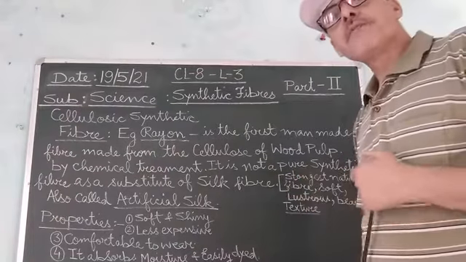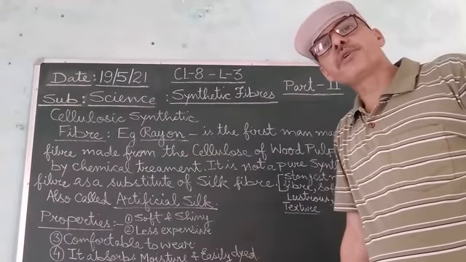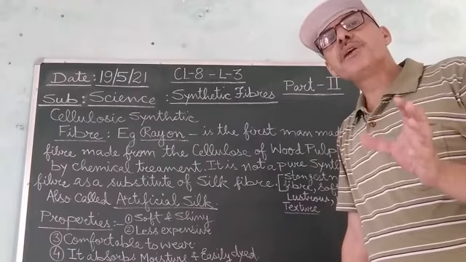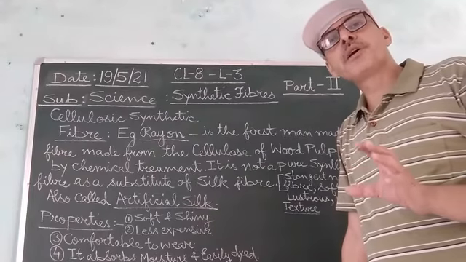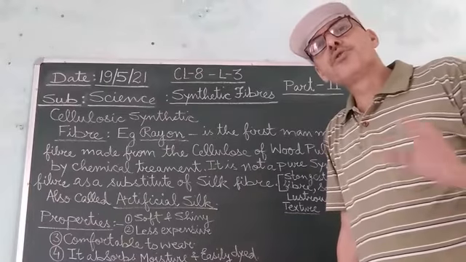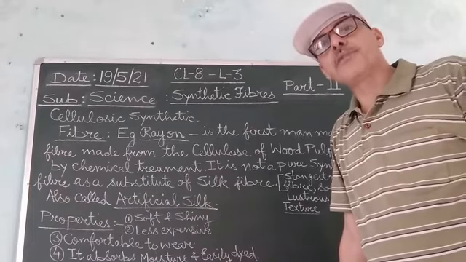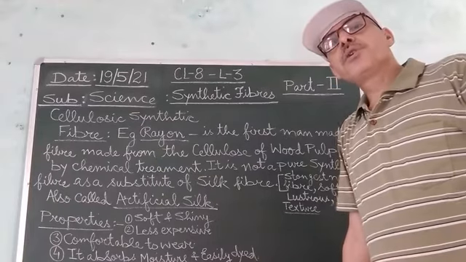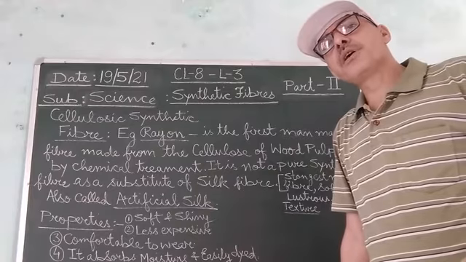Now students, I will tell you about the non-cellulosic type of synthetic fibers. These non-cellulosic type of synthetic fibers are mainly made from chemical substances, and in the manufacturing of this type of synthetic fiber, no raw material is used which is obtained from plants or animals. And among this category, there are three types of fibers, that is nylon, polyester, and acrylic.